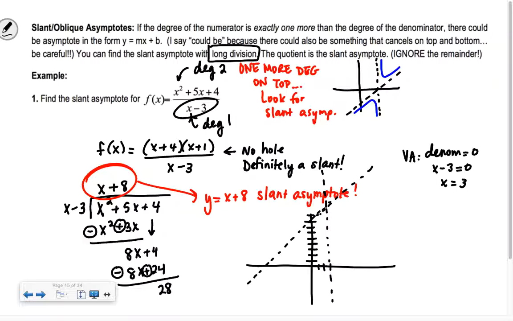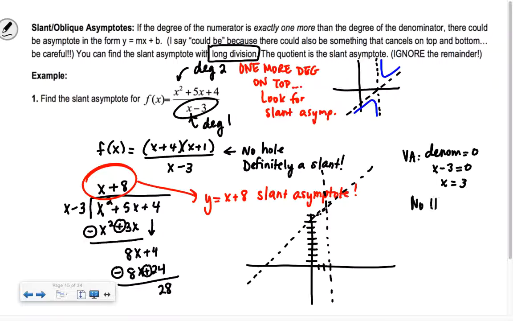That's the slant asymptote. What about a horizontal? So remember the shortcut? Largest power is x squared. I have 1x squared over 0x squared. 1 over 0 is undefined. So no horizontal. Will I ever have a horizontal if I have a slant? I won't, because the degree on top is always bigger. If you have a slant asymptote, you're not going to have a horizontal asymptote.